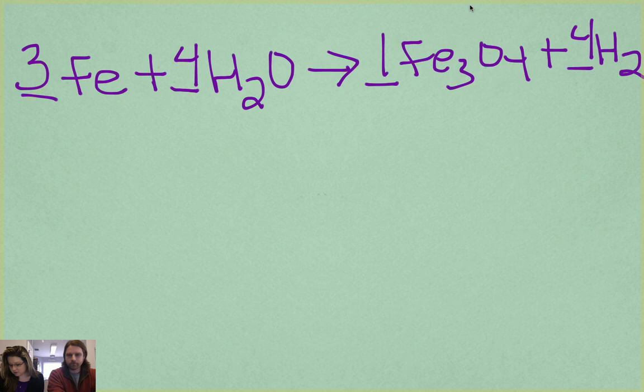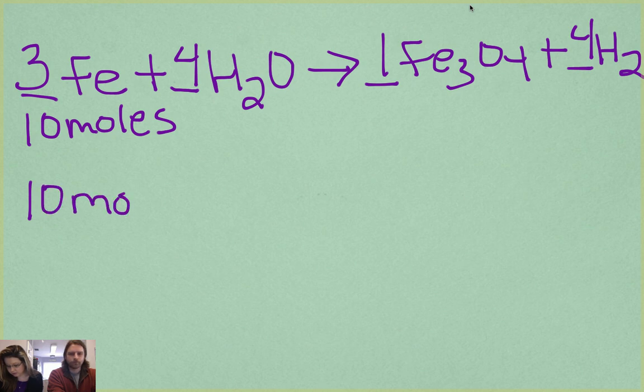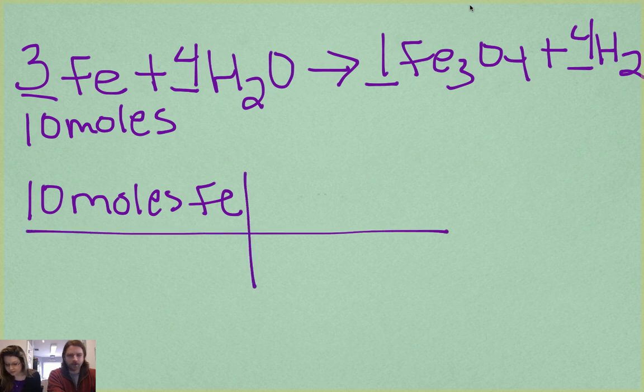Great. So let's look at it this way. If I start with 10 moles of iron, and I want to know how many moles of water I need to use up all of the iron, you would write it like this. 10 moles of iron. Okay, and now we're going to set up a train track again. Those train tracks, back again. So I want to know how many moles of water I would need. I'm solving for water, so water stays on the top.